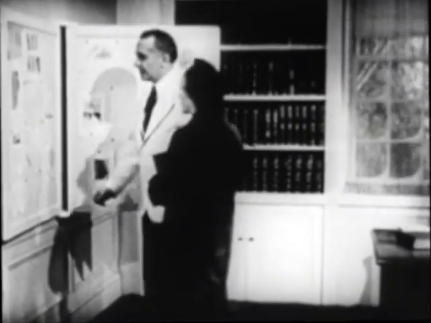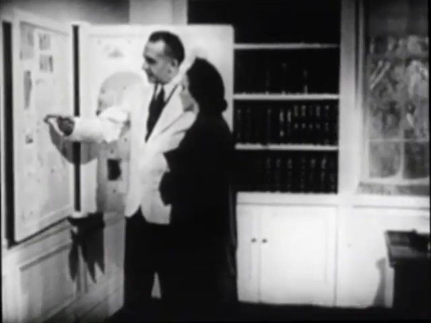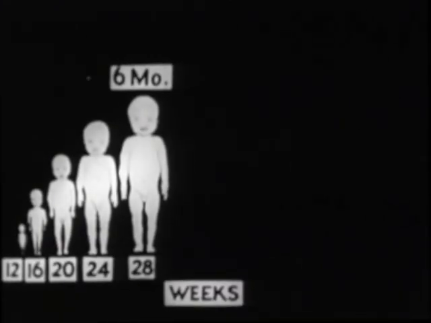These charts show the change in the size of the baby before it is born. 3 months after conception, the new life is very tiny, as you see. But it grows rapidly and naturally occupies more and more space. Gradually, you notice yourself becoming larger to accommodate the child.